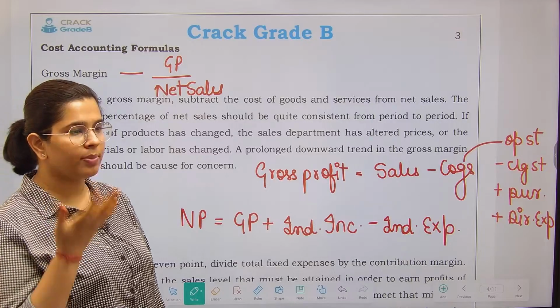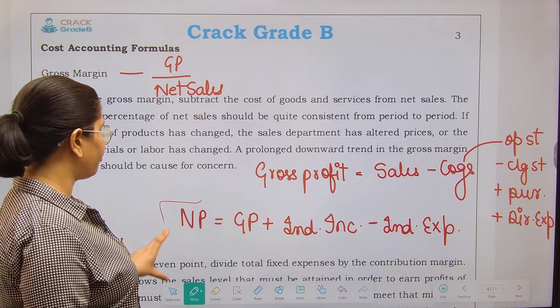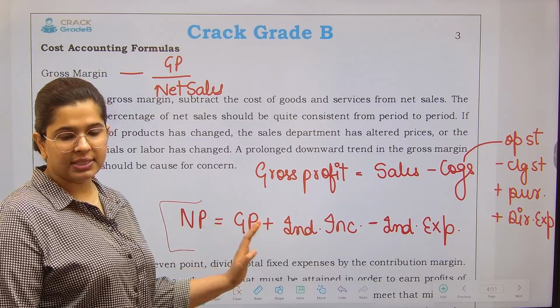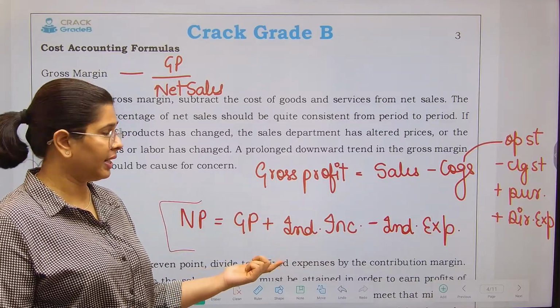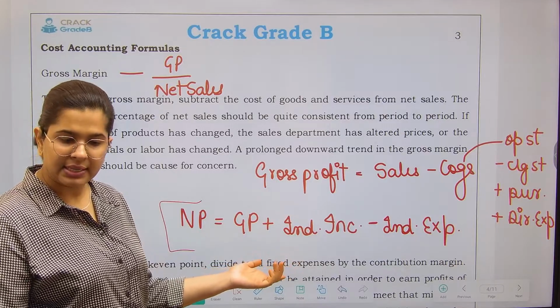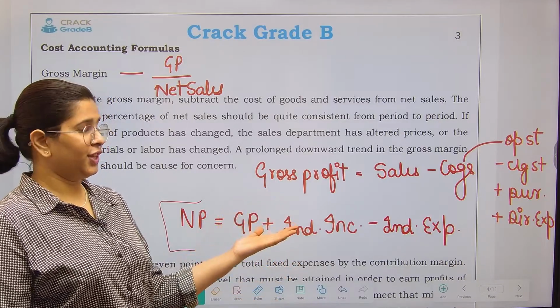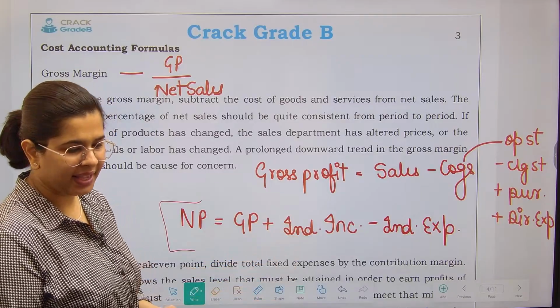based questions can also be asked and you might get confused. So it is important to quote the full formula. Net profit is equal to gross profit. To this you will add indirect incomes if you have any, and then you will deduct the indirect expenses if you have any. Okay, and obviously, if you are running a business, indirect expenses will be there.